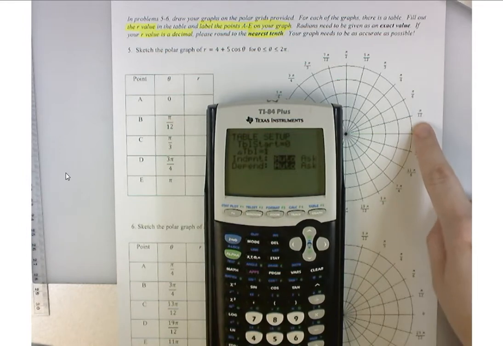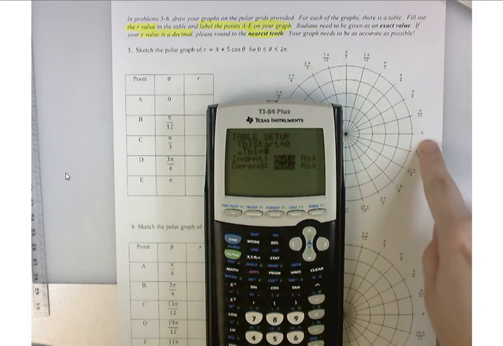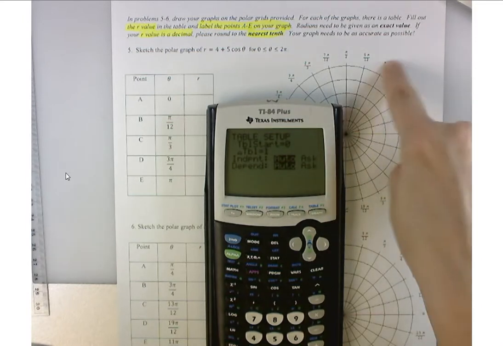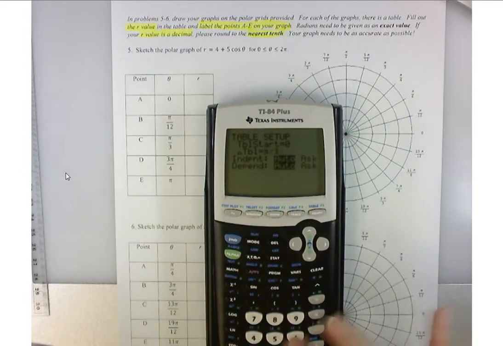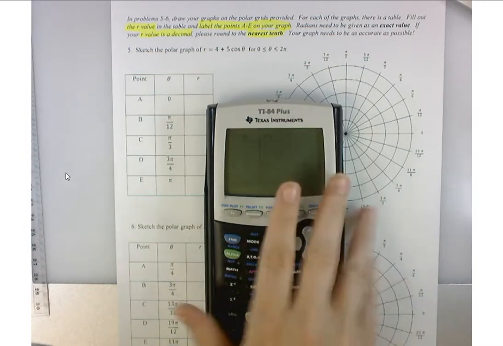Pi over 12 represents each line on your graph. They go up by pi over 12. This is 1 pi over 12, 2 pi over 12, 3 pi over 12, and so on and so forth. Okay, so I'm going to change this to pi over 12, if it's not already in there. I know you might use it for other classes. And then I'm going to go to my table.